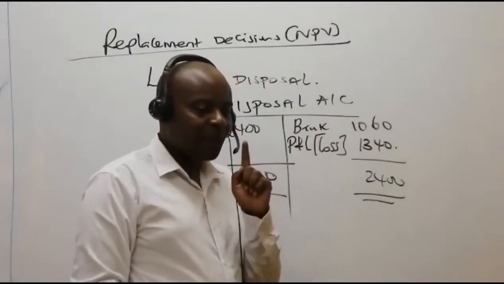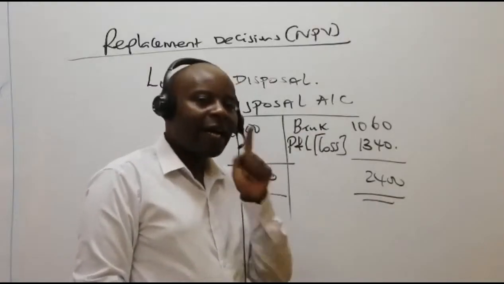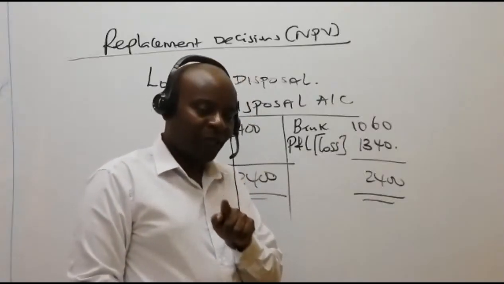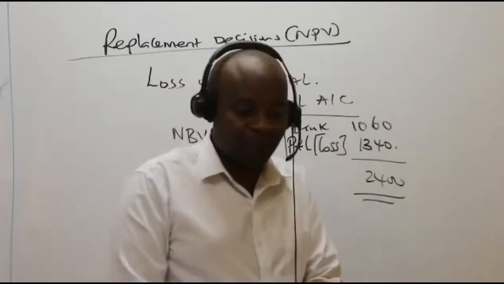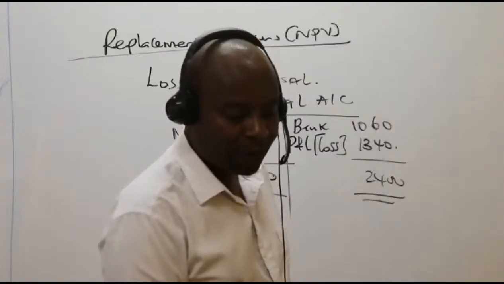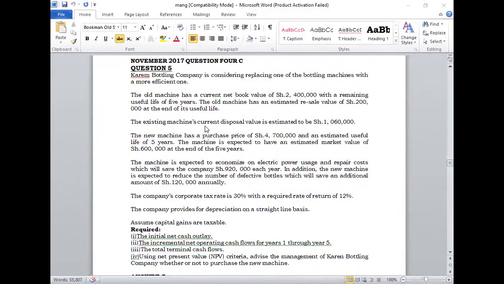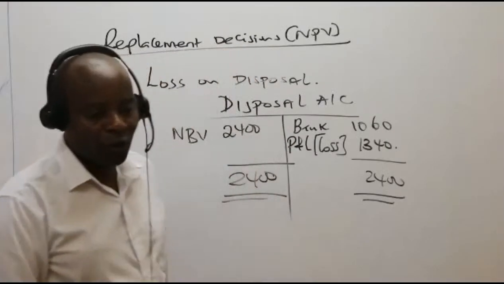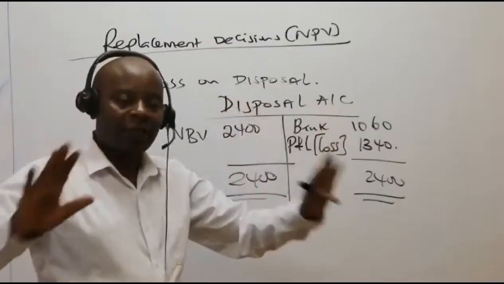You can see the mistake that Nelly has already done up there. Nelly takes the proceeds. Disposal proceeds are not the same as scrap value. The examiner will always tell you the disposal proceeds. Those are two different things. So ladies and gentlemen, you can see the existing machine's current disposal value is 1060. The 200,000 is a resale value should we consider going to the end of the useful life. So this is quite important for me. So in this case here, we have a loss of what here? 1340. That is very important.